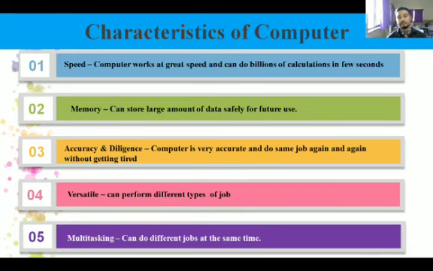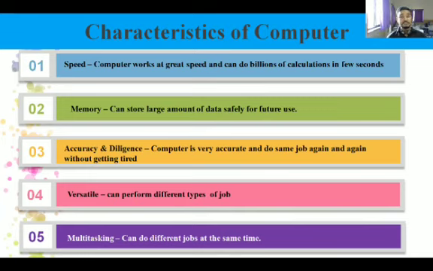Now, versatile means it can do many kinds of jobs at the same time, like multitasking and versatile. These both are very important characteristics. Versatile means a computer can be used for typing, for listening to music, for watching movies. Like we have some radios, they are for listening to music only, some televisions for watching only. But our computer can do both things. We can use it for listening to music, watching movies, typing, chatting, and playing games. Means multiple tasks.